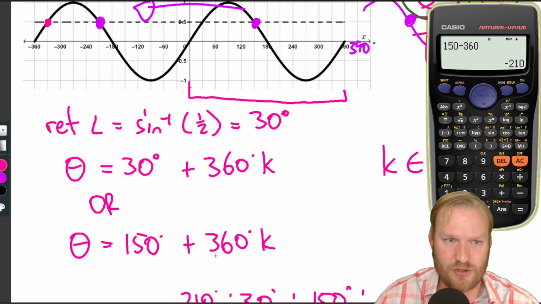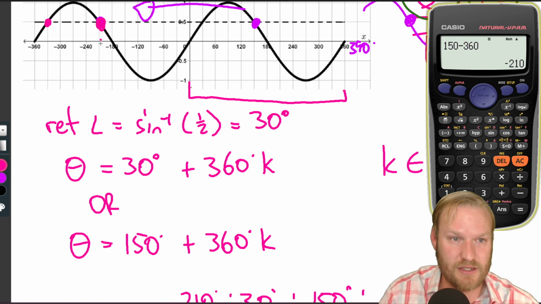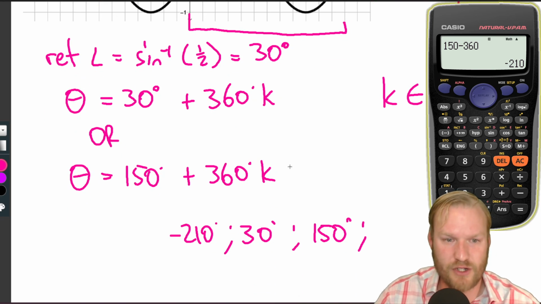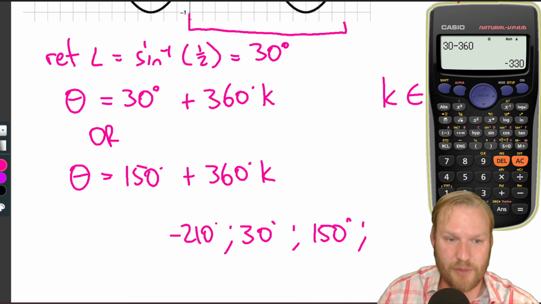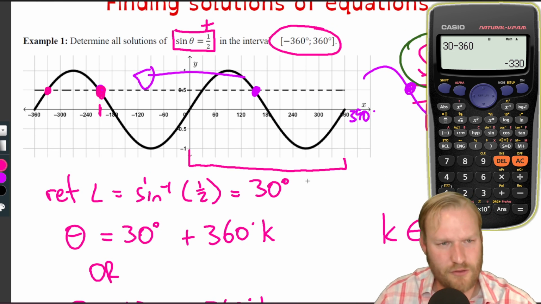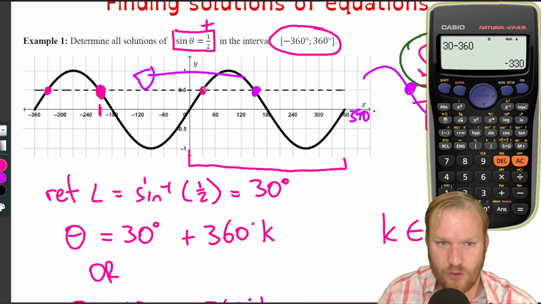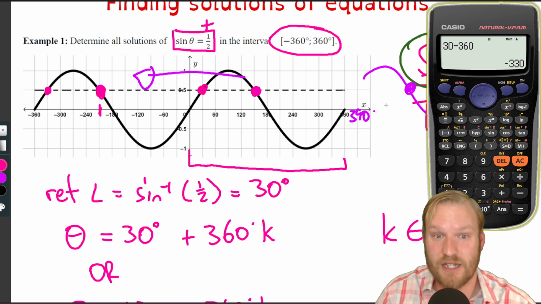And that matches the graph over there. We can see that's negative 210. And if we took the other solution of 30 degrees and subtracted 360, we'd be back at negative 330. So visually we can see those four solutions, and there aren't any more.